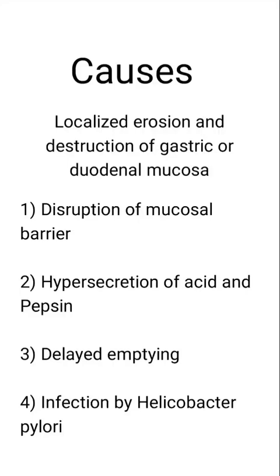Now, what does this Helicobacter infection do? Helicobacter pylori infection causes gastritis. And this gastritis is usually followed by peptic ulcer. So, I will repeat again. Peptic ulcer, the commonest cause is disruption of the mucosal barrier. Second cause is hypersecretion of acid and pepsin. Hence, it is known as acid peptic disease. Third is delayed emptying, which may be seen in pyloric stenosis. And fourth commonest cause is Helicobacter pylori.